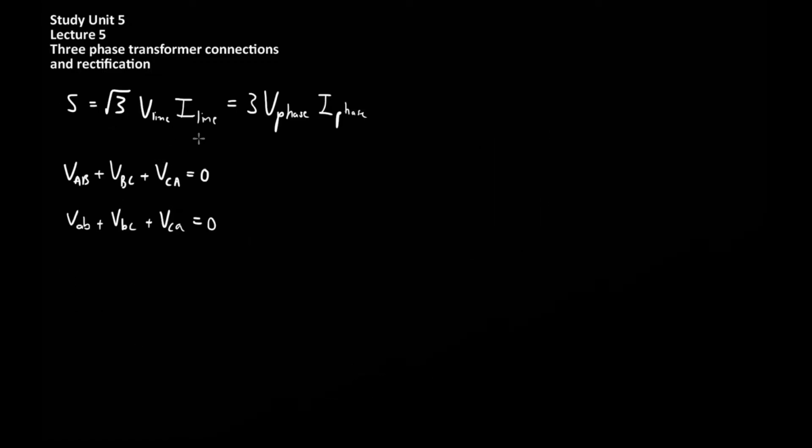Independent of whether it's a delta-Y or Y-delta or whatever other possible combination, the power rating, or the apparent power, of those transformers is given by this equation here, which is √3 times the voltage on the line multiplied by the current in the line. That means 3 times the voltage of each phase multiplied by the current in each phase. Also, for both the primary and the secondary voltages, the total voltage will be 0. In other words, if the voltage between each phase is taken and added together, the total will be 0.